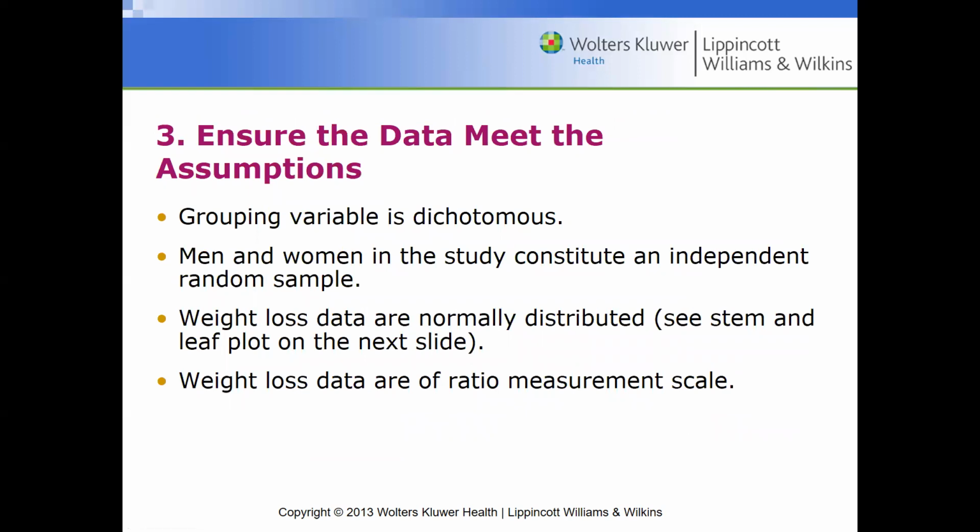So ensure that data meet the assumptions. Make sure that your grouping variable is dichotomous, that men and women in the study constitute an independent random sample, that the weight loss data are normally distributed, so you would want to look at your stem and leaf plot and your histograms, and that weight loss data are of ratio measurement scale. Those are the assumptions that this data would need to meet to use a t-test. This is just about the t-test.